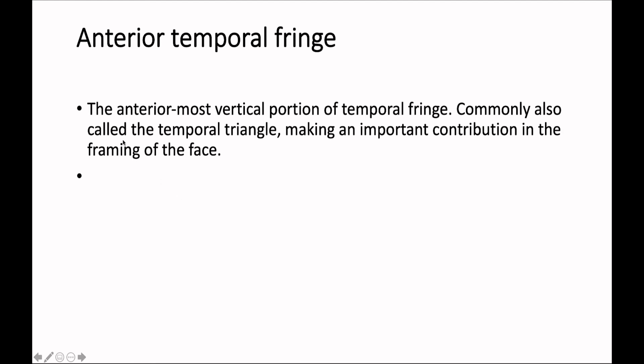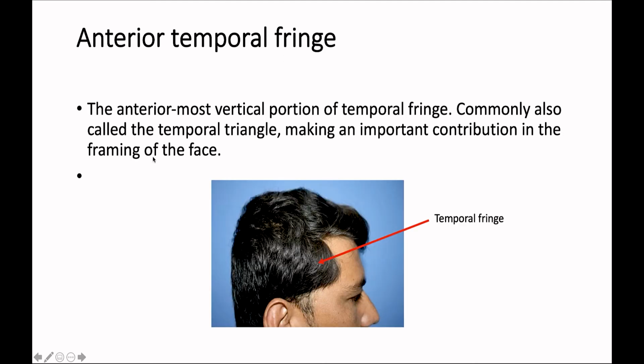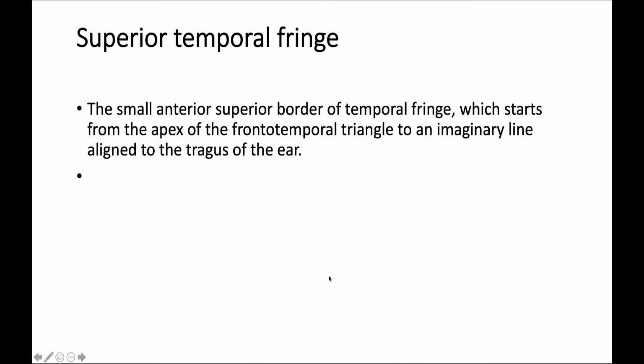The anterior temporal fringe, the anteriormost vertical portion of the temporal fringe, is commonly also called the temporal triangle, making an important contribution in the framing of the face. This is the temporal triangle or temporal fringe. This is the temporal peak point. This is the frontotemporal angle. This is the anterior hairline. This is the sideburn. Here there is no thinning, absolutely normal and healthy. We can say the temporal fringe is there in a young boy, what we expect.